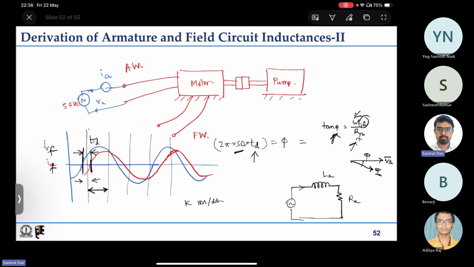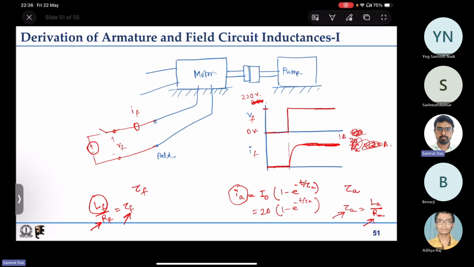So by these two methods you can get the armature and field winding inductance. One using the transient one, that is a step response. You give a step, you need a DC voltage source, a switch, you suddenly turn on, you get the response, the rise of current. You fit it to a first order response, you get the time constant. From there you get inductance because you know resistance.